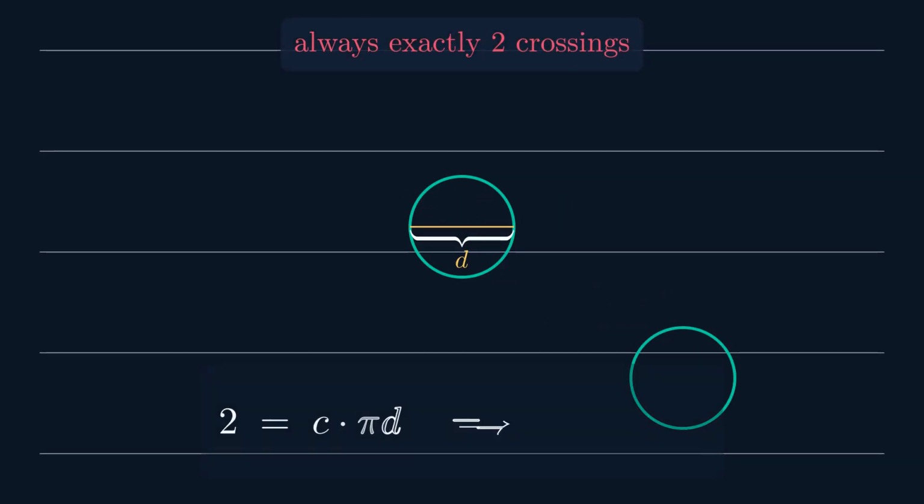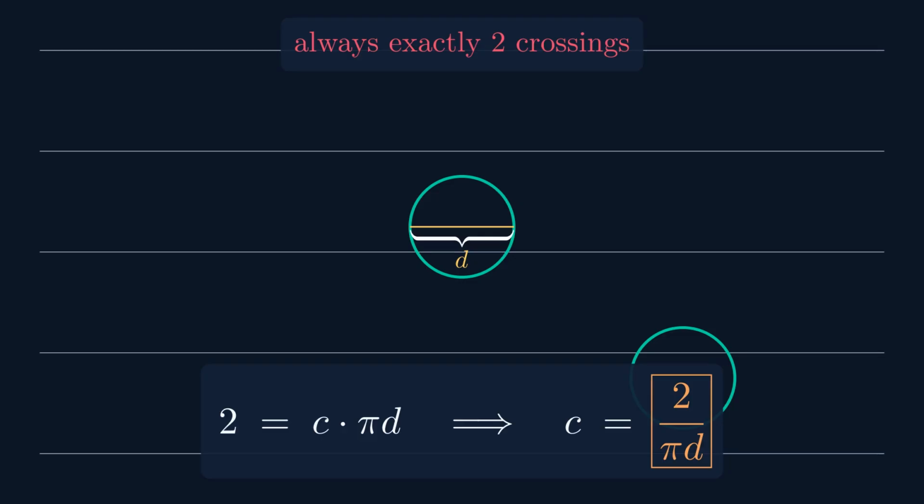The clever choice is a circle whose diameter is exactly d, the line spacing. Drop this circle anywhere on the page. It crosses exactly two lines, always. Its length is pi times d, and its expected count is 2. Plugging into our formula gives a single equation, and that equation pins down c. It must be 2 over pi d.